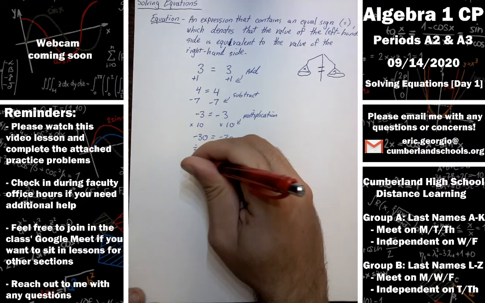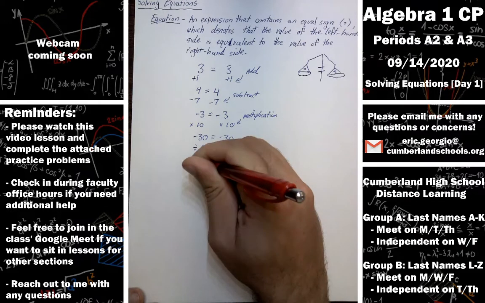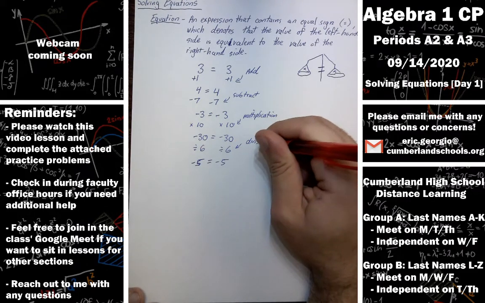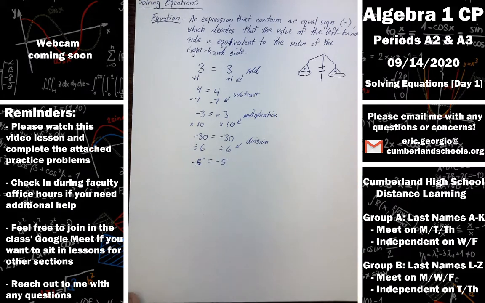I now have negative 5 is equal to negative 5. We still preserve that equality as long as we perform the same operation on the left-hand side that we perform on the right-hand side, or vice versa. Then that means your equality is preserved. Okay, does that make sense?